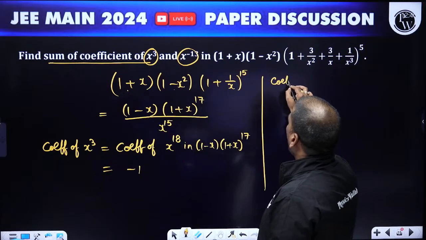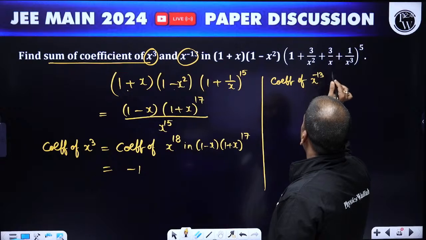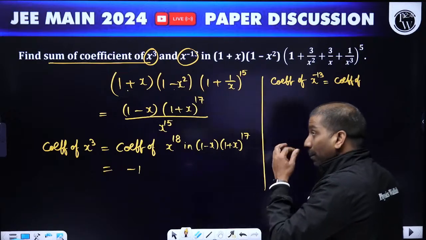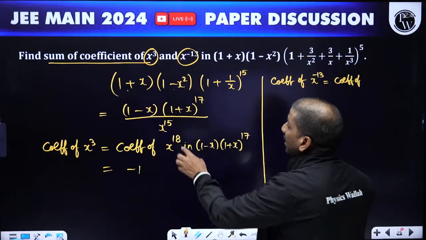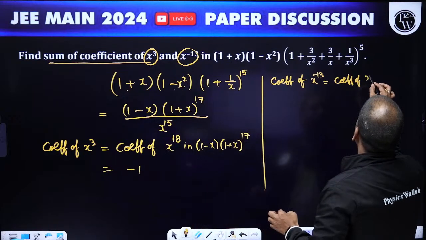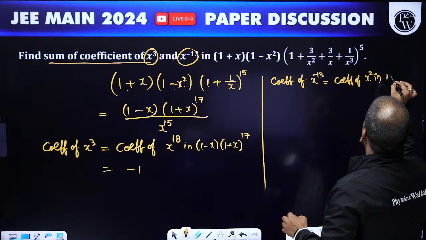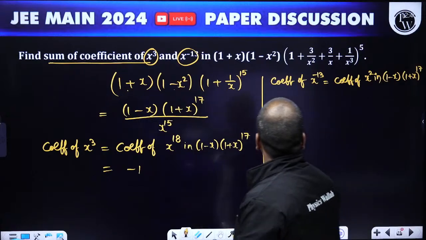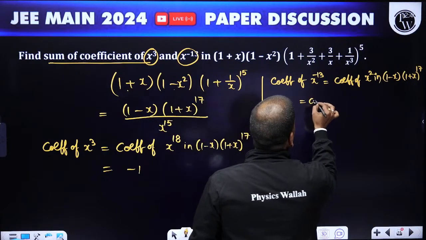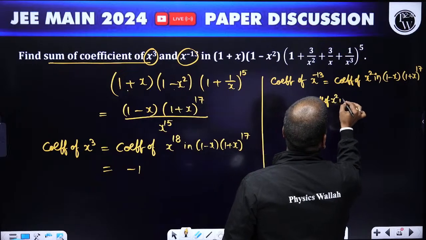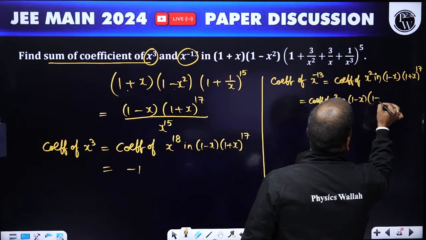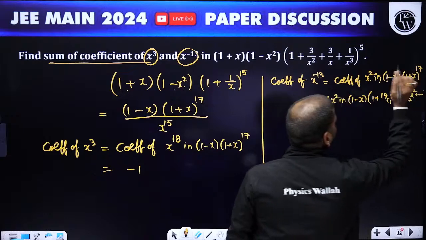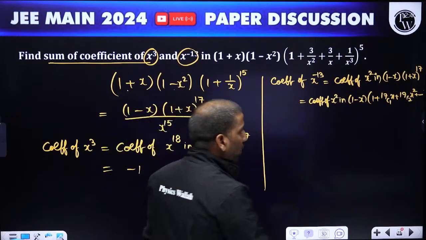Next, the coefficient of x^−13. That means x^15 is there in the denominator, so we need the coefficient of x² in (1 − x)(1 + x)^17. For your reference, I will write (1 + 17C1 x + 17C2 x² + and so on). Like that you would get the expansion. We want the coefficient of x². So what is the coefficient of x²?